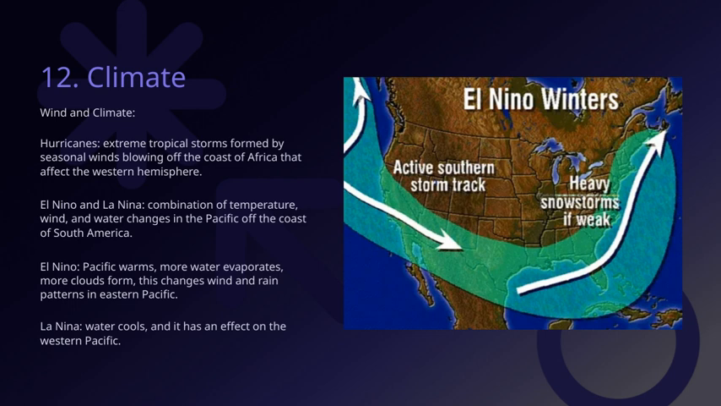Now, shifting gears to hurricanes. These are extremely powerful tropical storms that originate from seasonal winds blowing off the coast of Africa. These storms can travel across the Atlantic and into the Western Hemisphere, bringing heavy rain, strong winds, and severe weather impacts. Finally, it's important to see how all these elements, wind, water temperature, and atmospheric conditions, are interconnected, shaping our climate and weather patterns in a dynamic and often unpredictable way.